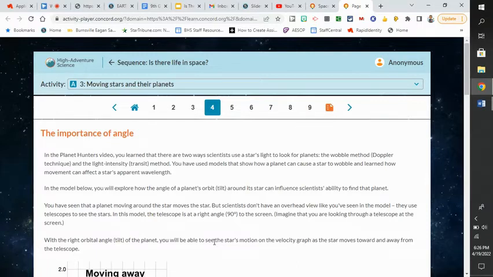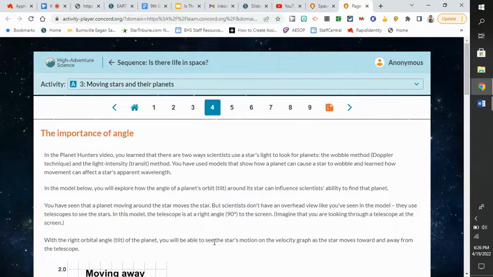In part 4 of this, we're going to learn about the importance of the angle at which we view the planet orbiting the star. It says, in the Planet Hunters video, you learned that there are 2 ways scientists use a star's light to look for planets: the wobble method, or Doppler technique, and the light intensity or transit method. You have used models that show how a planet can cause a star to wobble, and learned how movement can affect a star's apparent wavelength. In the model below, you will explore how the angle of a planet's orbit or tilt around a star can influence a scientist's ability to find that planet.